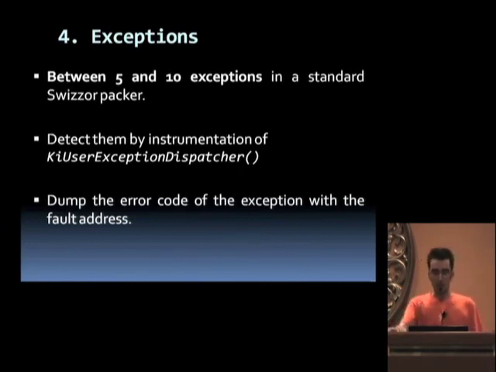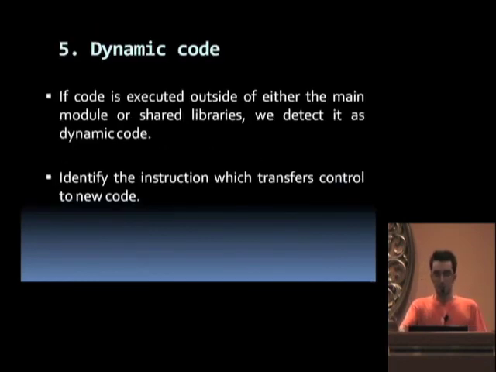The 5th kind of event we are detecting is the dynamic code. As I told you, there is no dynamic code inside the packer. The only dynamic code is the unpacked Switzer binary, which is dynamically decrypted. So basically, we detect dynamic code as code executed outside the main module or shared libraries.